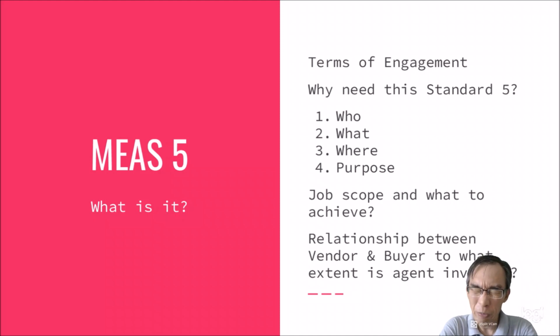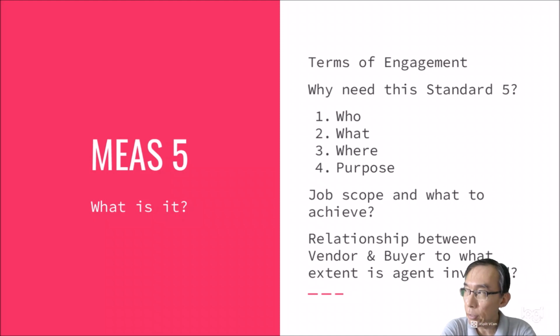So this is specifically termed out in detail inside the letter of engagement, as in job scope and what to achieve. Usually this is between the vendor and the agency firm, as well as including what the vendor tells the agency firm, to look for a particular type of purchaser. So this is different from the MEAS 3 type of engagement, which is entirely between the vendor and the agent. The MEAS 5 terms of engagement overlap to the part on what type of purchaser the vendor would want the agent to look for.